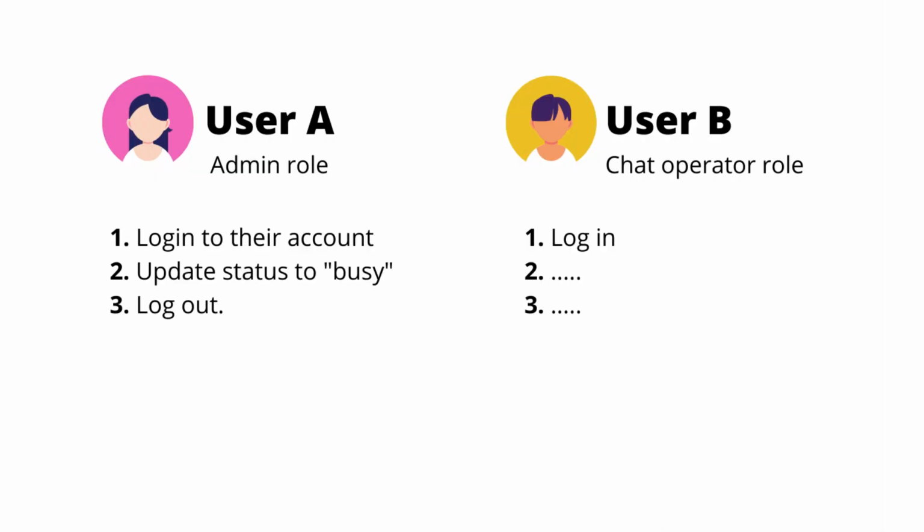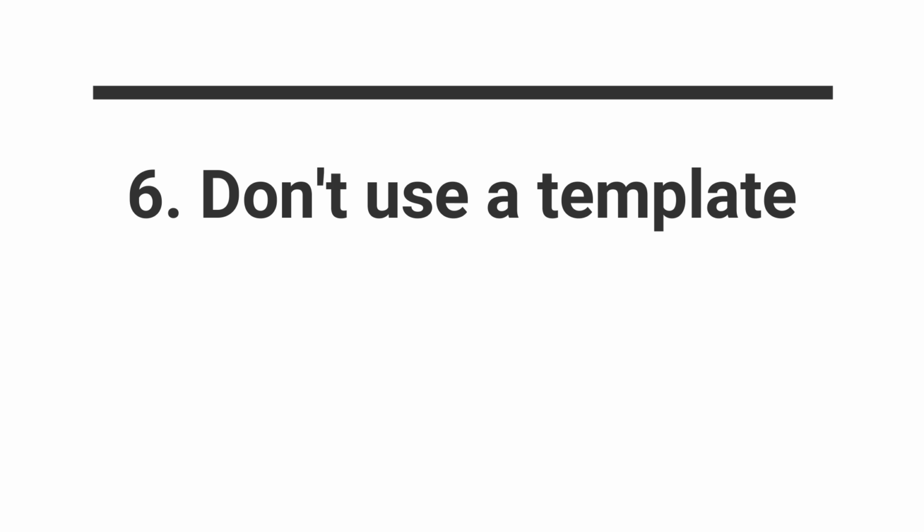In a scenario where there are two or more users involved in the attack, be very clear about each user's role and what actions need to be performed by them. For example, user A with an admin role performs the following actions: logs into their account, updates their status to busy, and logs out. Similarly, user B with a chat operator role performs the following actions, and so on.